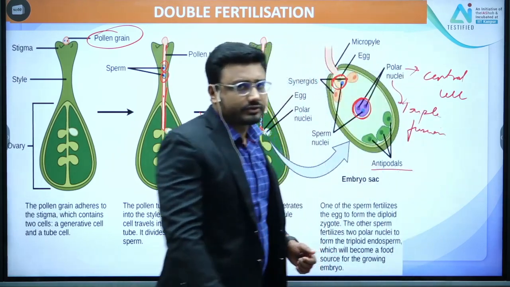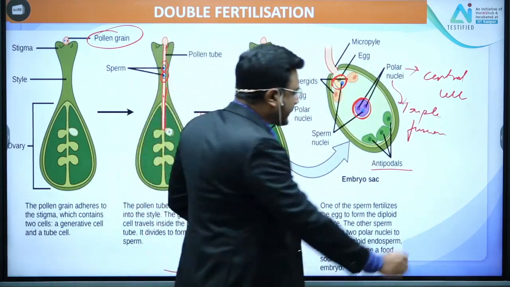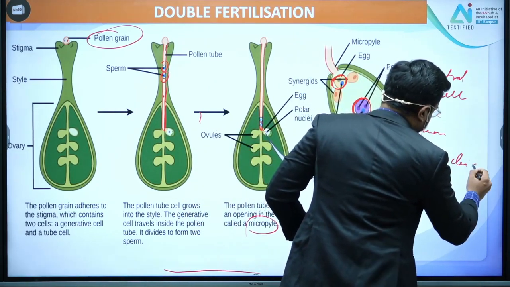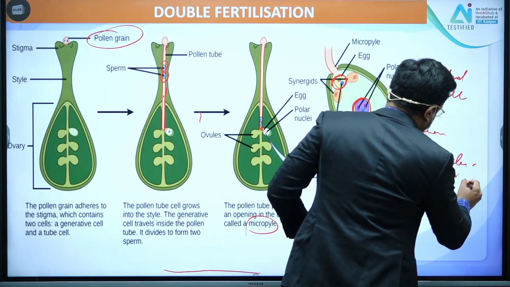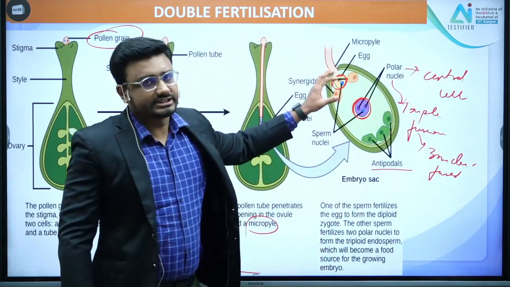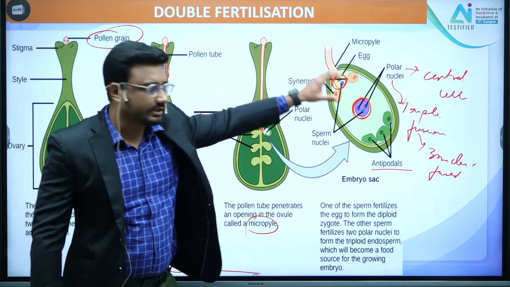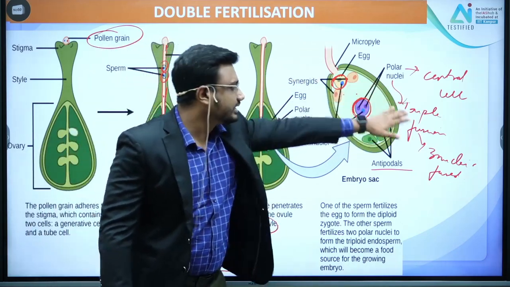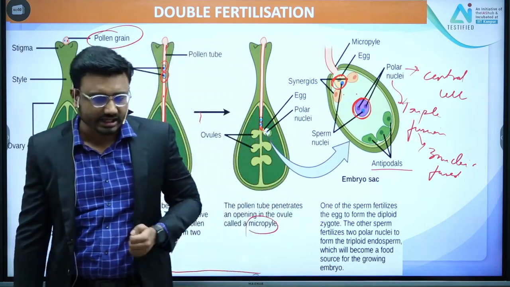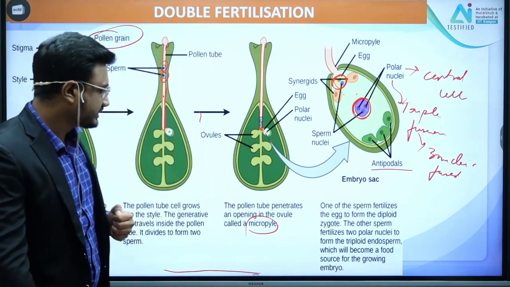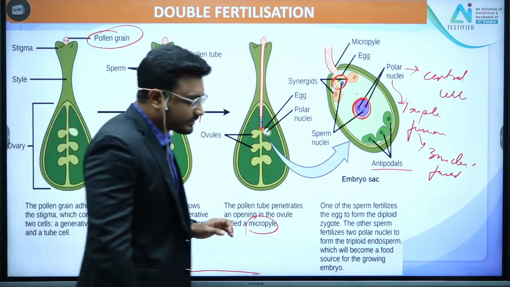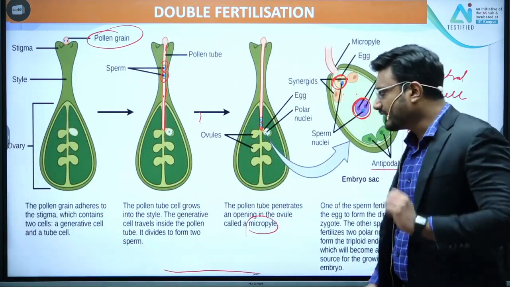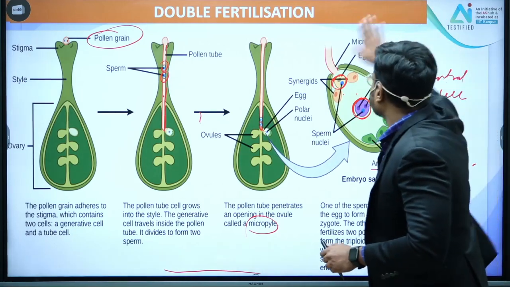It is known as triple fusion because we can see that three nuclei are getting fused with each other. One nucleus is of the sperm, and the two nuclei are of the central cell. So that is why this fusion is known as triple fusion, and the process is known as the double fertilization process. This concept is very important, and we must know each and every detail of it. Now let's move on to the next concept from this chapter.